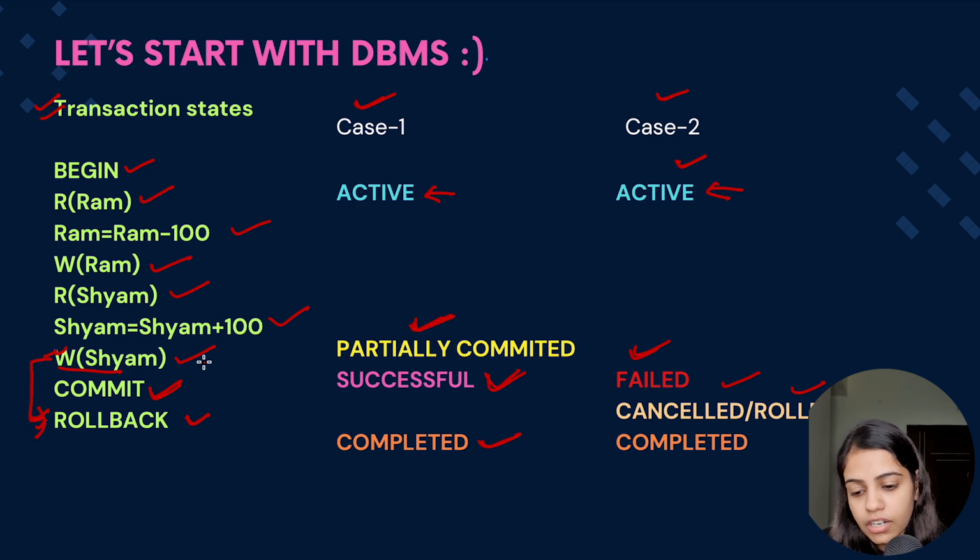So if there is any issue encountered at this stage, we come to rollback. If not, then we come to commit. So we will cancel or roll back and then the transaction is completed. Even though it's a failure, the transaction has been completed. Now we again need to do the transaction. So these are all the states which are involved in a transaction.